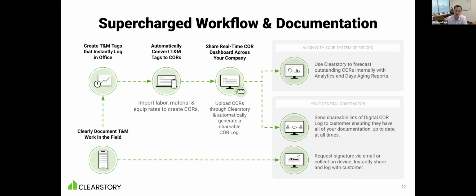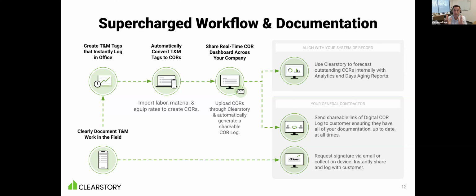And so if it says pending COR, we have a workflow where if you have your labor, material, equipment rates imported into our system, and even if you don't, you can still click on one or multiple T&M tags and automatically convert those into a change order request. And that's part of the workflow that Alexis will walk you guys through today.